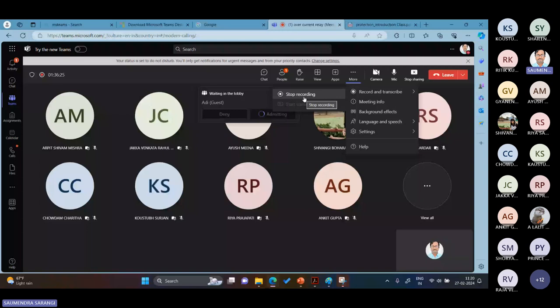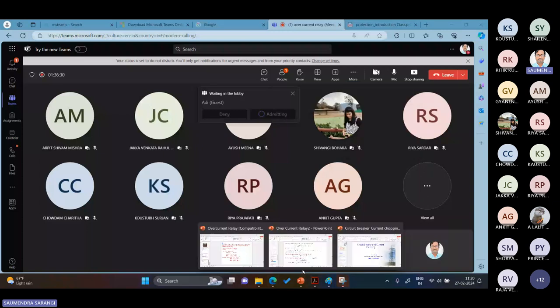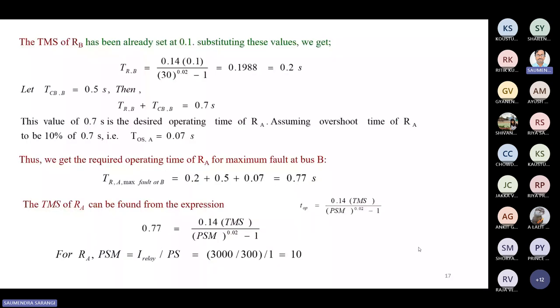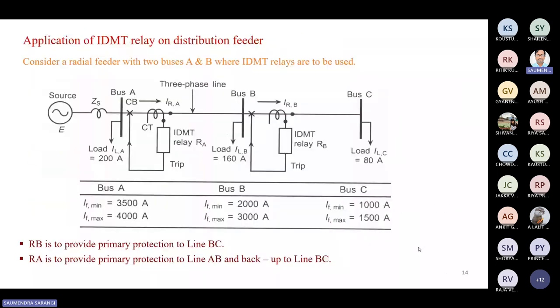So this is one question we will be having in your mid-semester examination: how to set the overcurrent relay. Again, whenever we are talking about the overcurrent relay, we will have this type of configuration, and the relay will be set according to the load current. According to the load current, we have to consider 125% to 150% for the pickup setting of the relay.